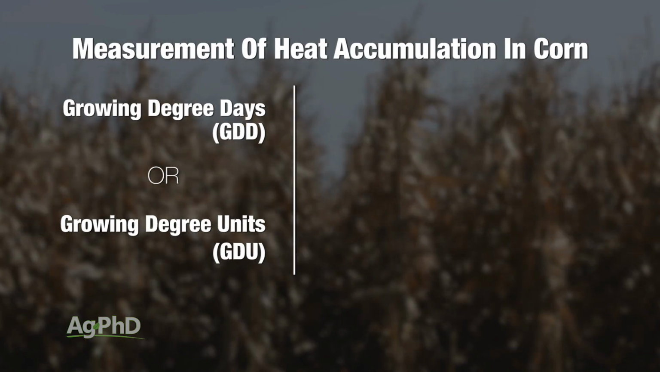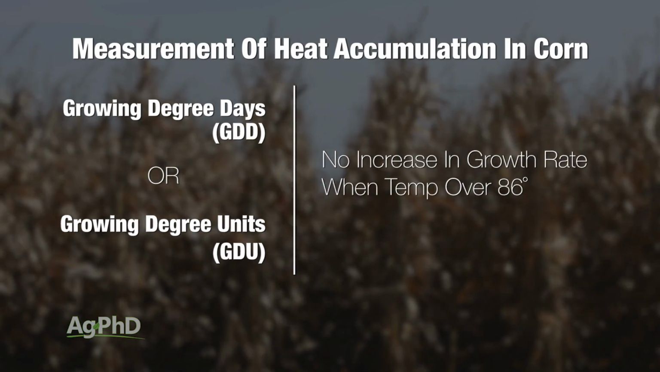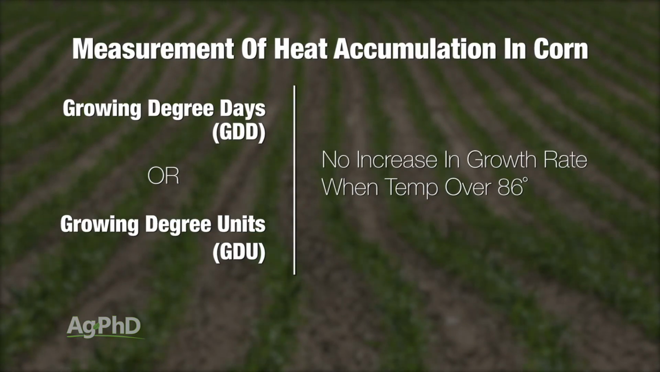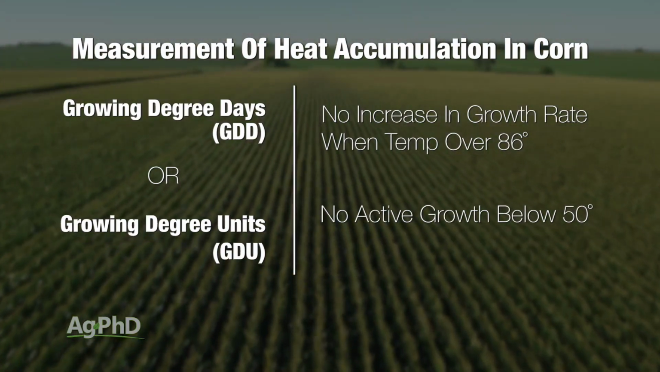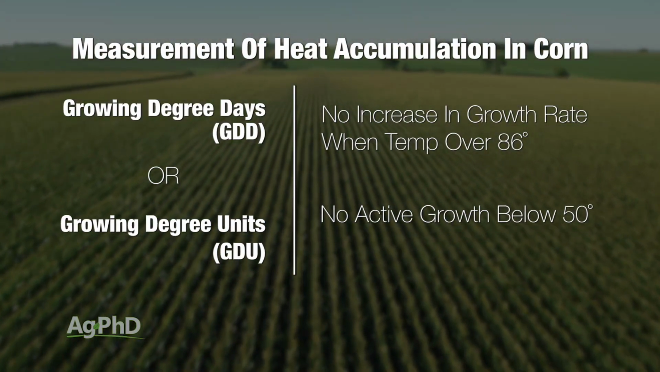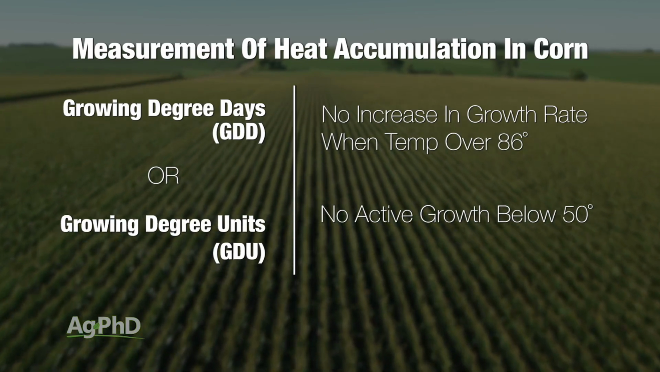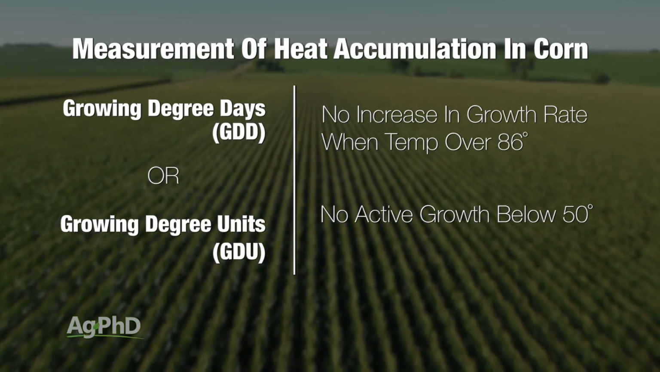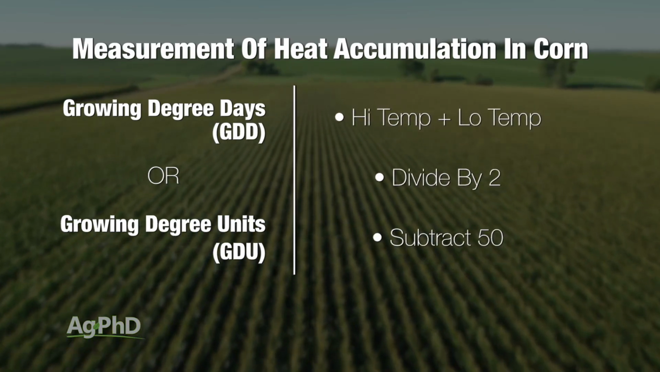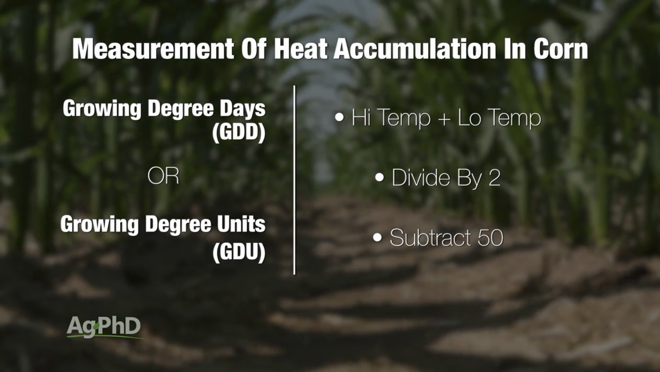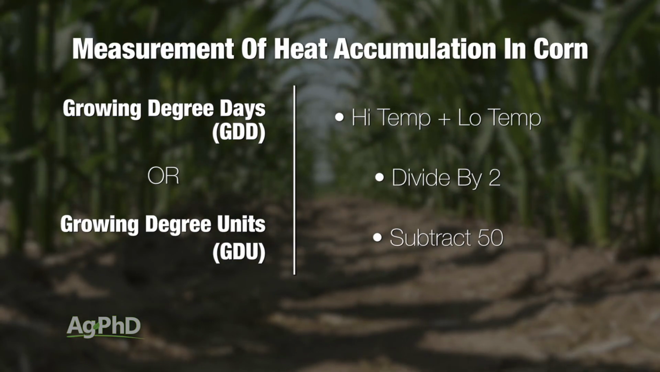What they found in corn is that if the temperature gets over 86 degrees, then the corn plant doesn't really advance any faster than if the temperature is exactly 86 degrees. By the same token, below 50 degrees, we're really not finding any real active growth. So what they use for growing degree units or growing degree days is 86 caps the high, 50 caps the low, and all you're doing each day is taking the high temperature plus the low temperature, dividing that by 2 and subtracting 50. That's giving you your growing degree days or growing degree units.